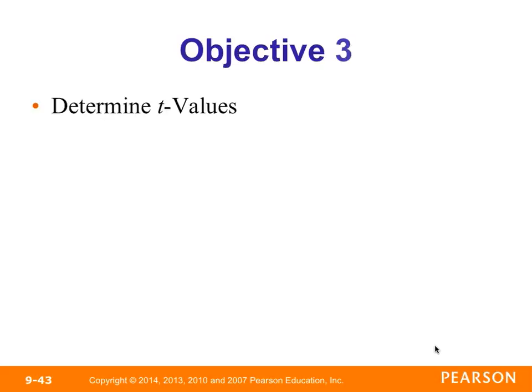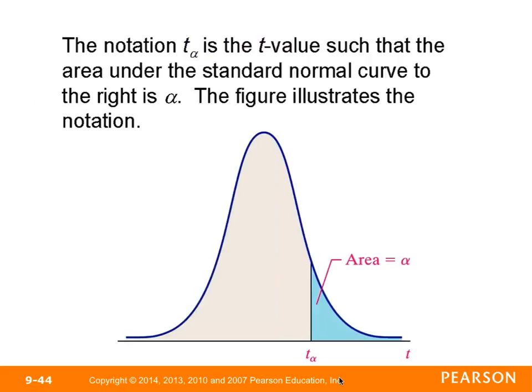Okay, objective 3 is to determine T values. So the notation T sub alpha is the T value such that the area under the standard normal curve to the right is alpha. And this figure kind of illustrates this notation. So we have our T alpha here, that's going to be our critical value, and then the area to the right is going to be our alpha.